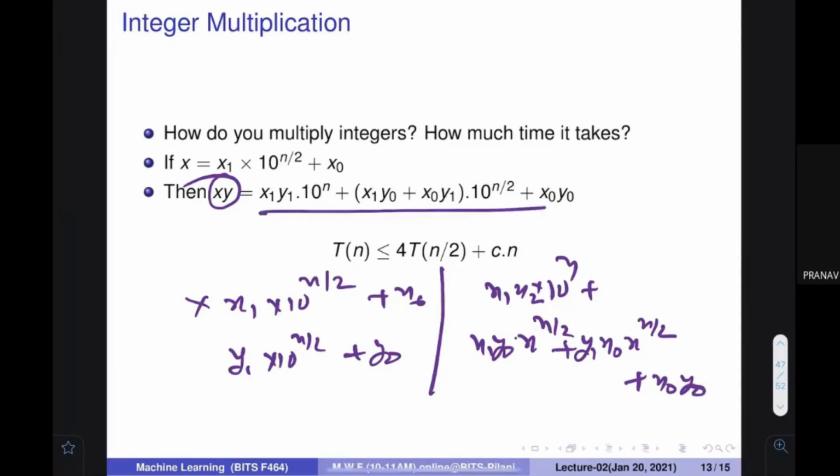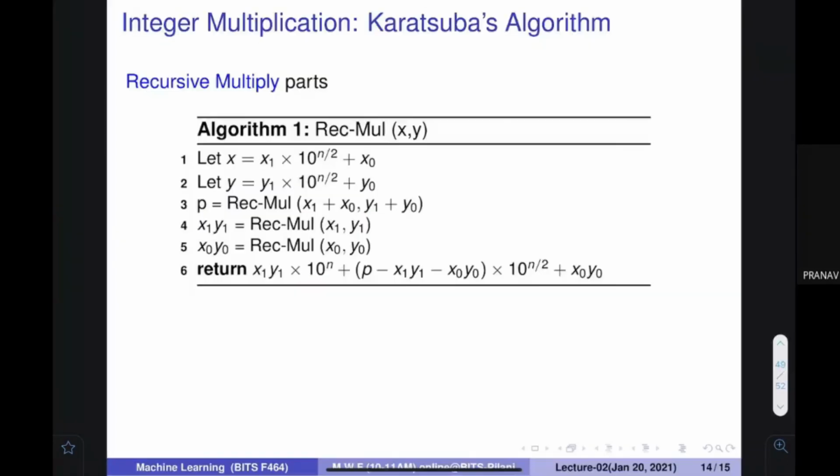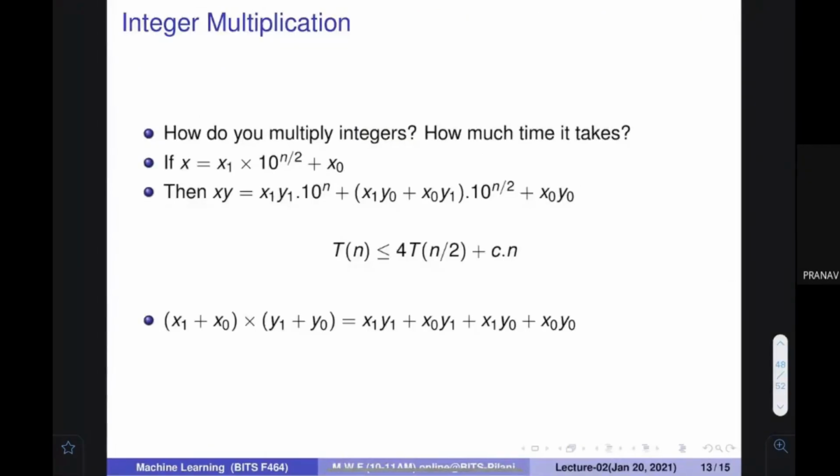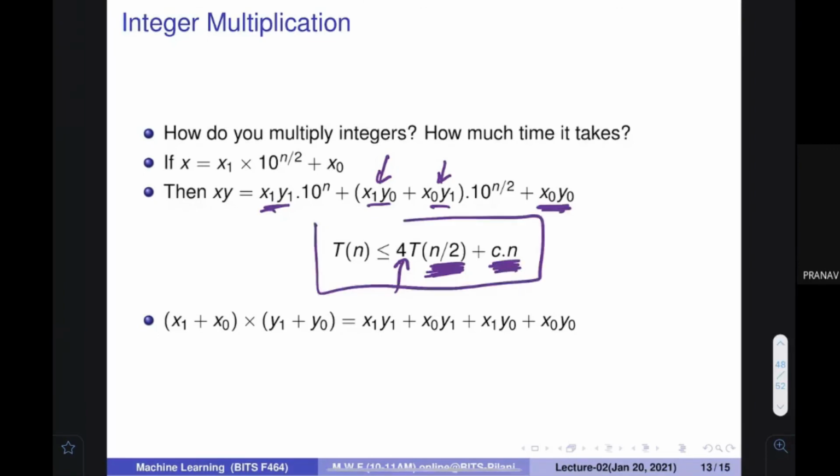The same expression is written over here. How many multiplications are needed? Four multiplications of n by 2 size, because these numbers are smaller, plus constant time to accommodate them, Cn. What is the solution of this? We have seen by the master method that it is order of n square.